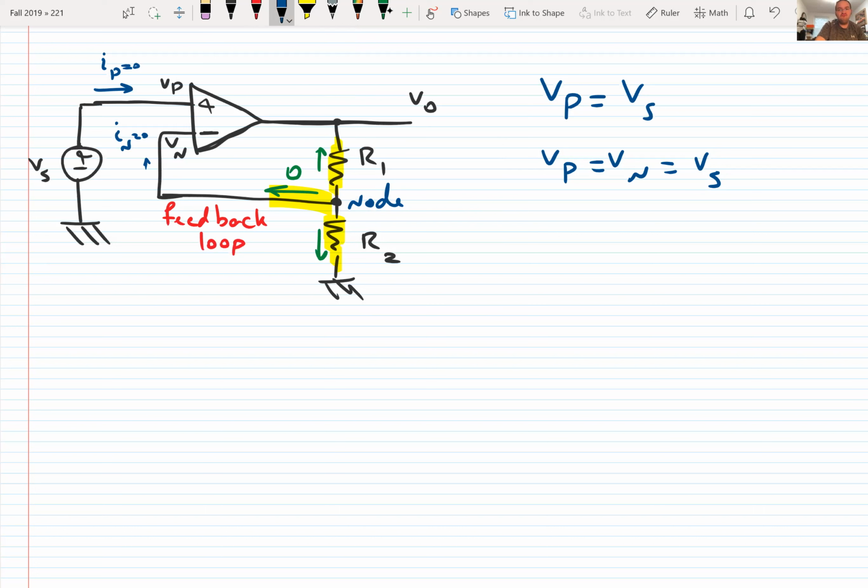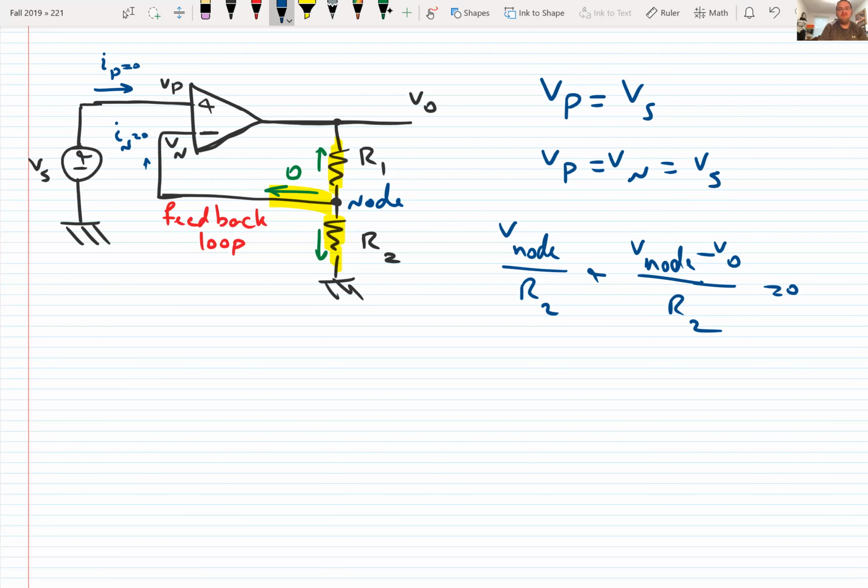So for the KCL, we say V naught over R2 plus V naught minus VO over R2 is equal to 0. Okay, any question for this one? Just I wrote the KCL here.